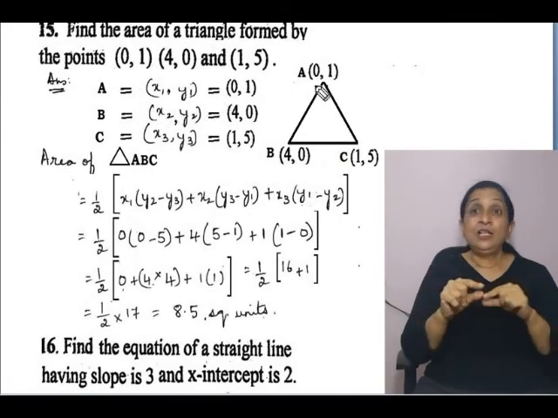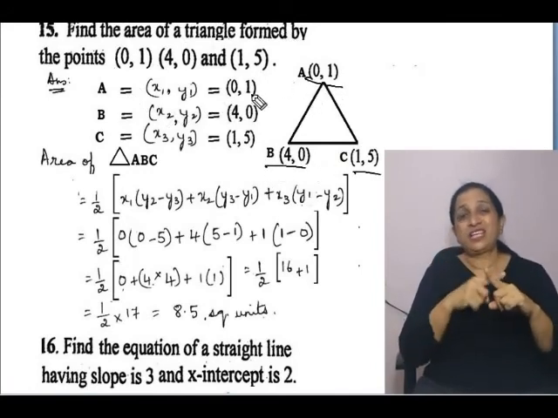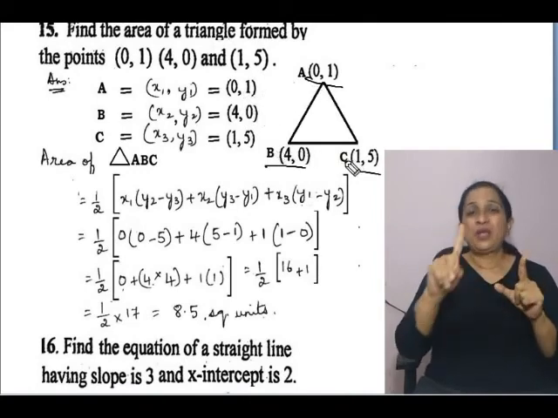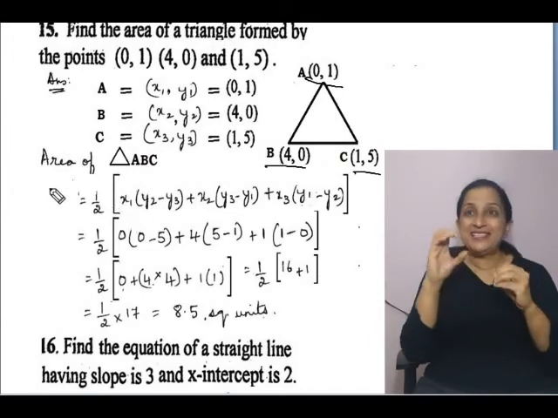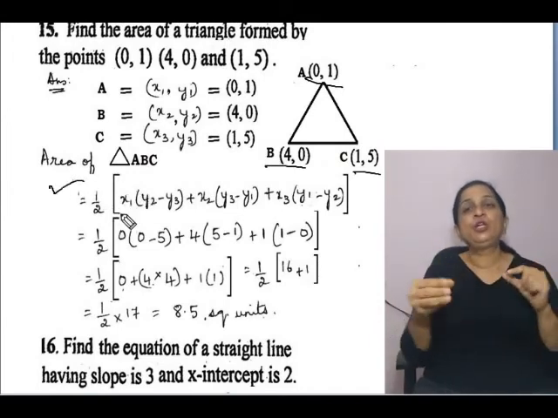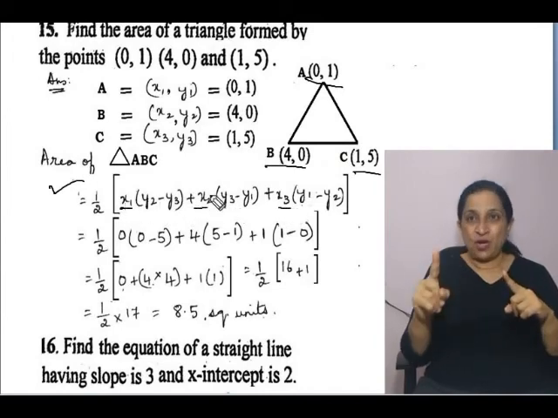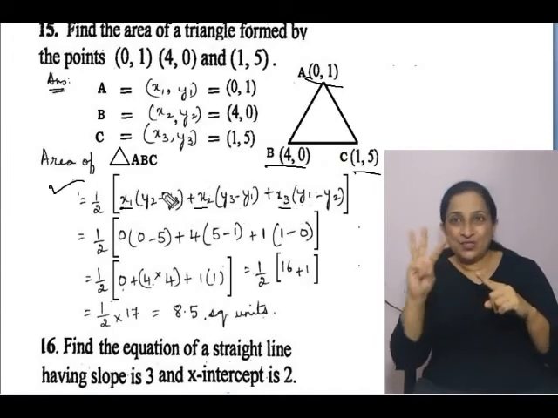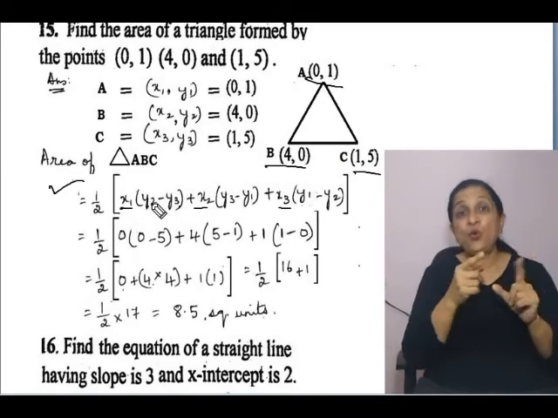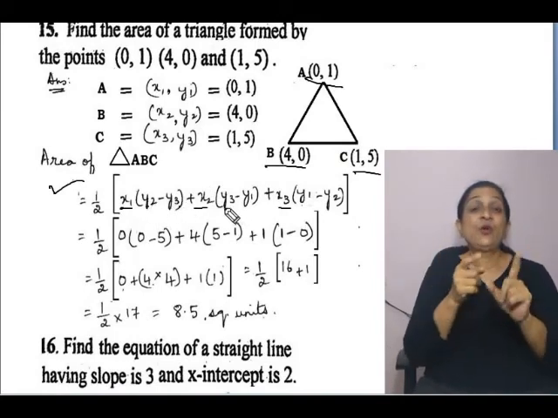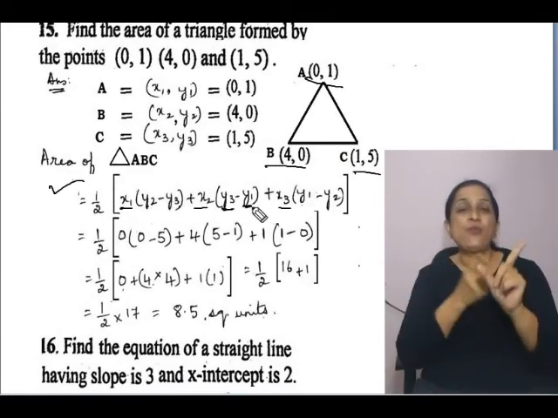So if you call these x1, y1, x2, y2 and x3, y3, then the points are (0, 1), (4, 0) and (1, 5). The area formula is half into, first you put x1, x2, x3, then into bracket, start with y2 first, then put y2 and y3. Then after y2 you go to y3, so it becomes y3. After y3 you come back, it will be y1.